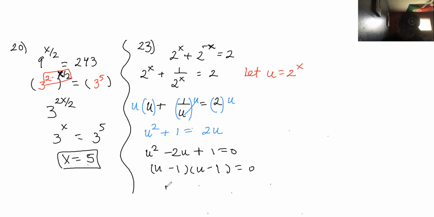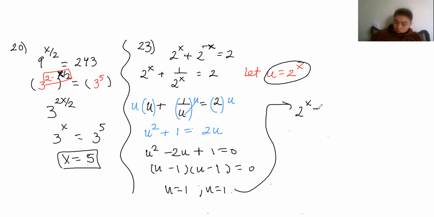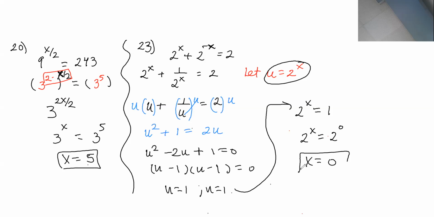Yes. I solve them each. u equals 1, u equals 1. Do I have to write it twice? No. u equals 1, but we're not done because what was u to begin with? 2 to the x. So 2 to the x equals 1. I talked about this in previous lessons. Does anybody remember how we solve 2 to the x equals 1? 0. 2 to the x equals 2 to the 0 power. Do you agree that 2 to the 0 power is indeed 1? Therefore, x is 0.